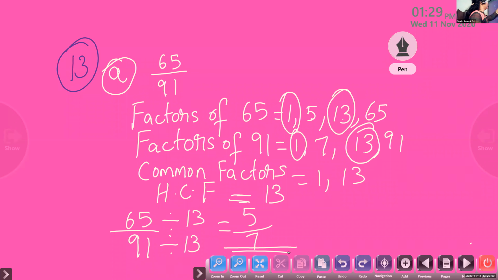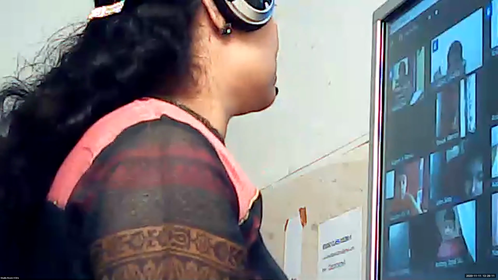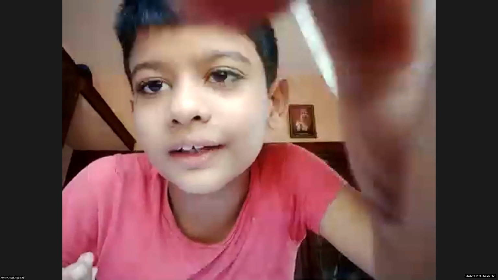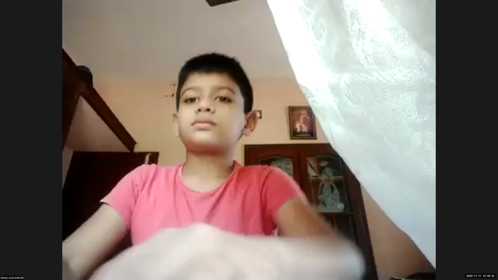So children, if you don't want to write the common factors and then find the HCF, you can use the prime factorization method. Ma'am, can we do the second one, question number B, as homework?